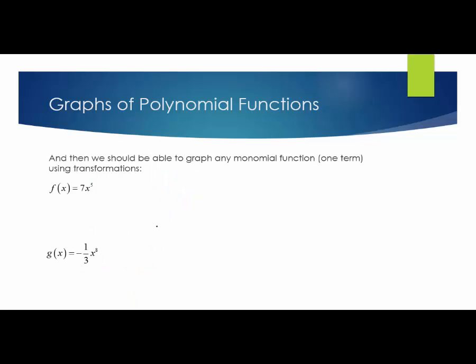So we're good at power functions already, and if that's true, then we should be able to graph any monomial function. That just means there's one term, using transformations, right? This is just going to be, well, the x to the 5th function, but a little bit skinnier because it's stretched vertically. So just going to be really skinny. I don't have a scale on here, but just to give you an idea.